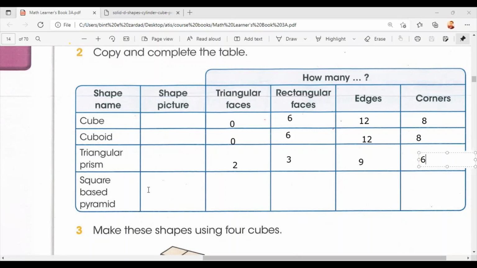After this, square base pyramid, yeah, the shape. After this, triangular faces: there are four triangular faces. So we write here four. Rectangular, only one. In a square base pyramid, rectangular face, only one, down on the base. And what about edges? Eight. And corners, yeah, it has five corners: four in the base and one up.